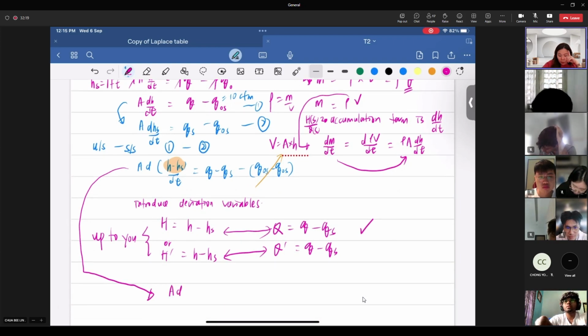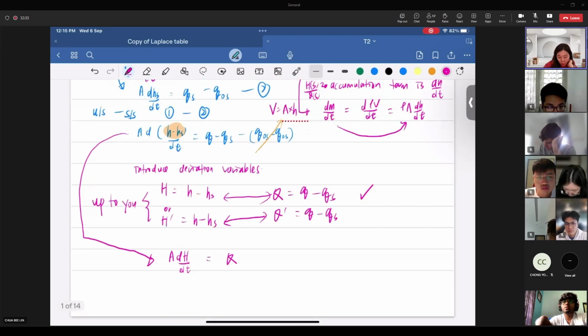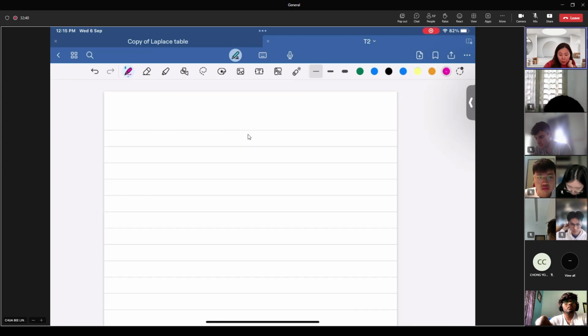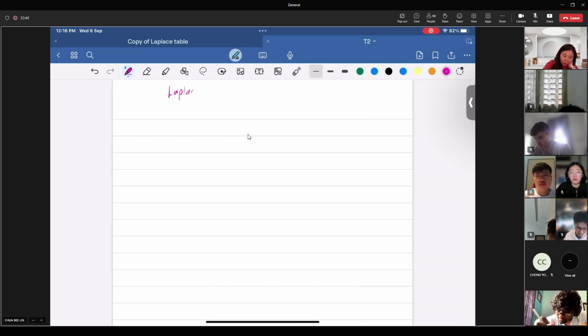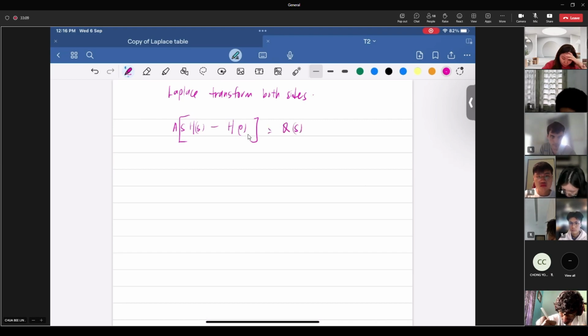I'll be having A dH over dt equivalent to Q. So repeat the same steps we have learned last 2 days. Laplace transform both sides. You'll be having A, S HS minus H0, bracket A is outside, equivalent to QS.